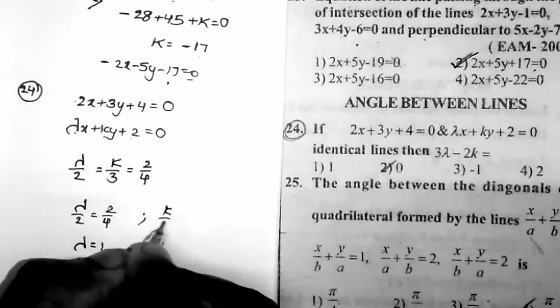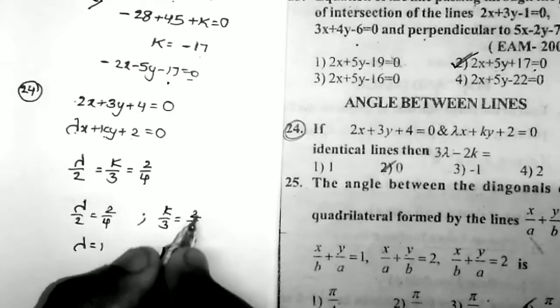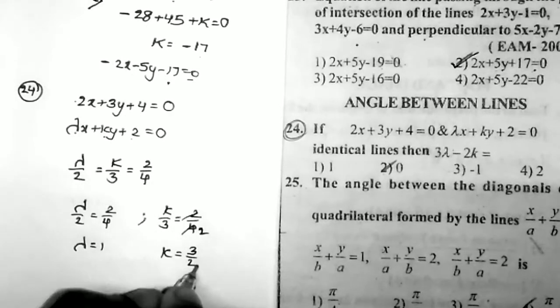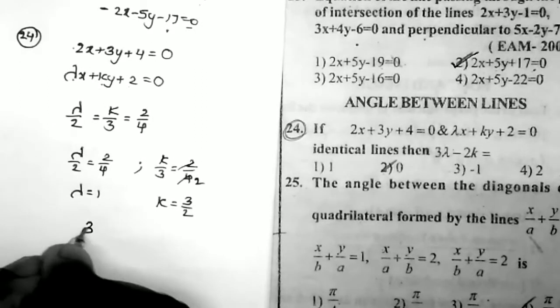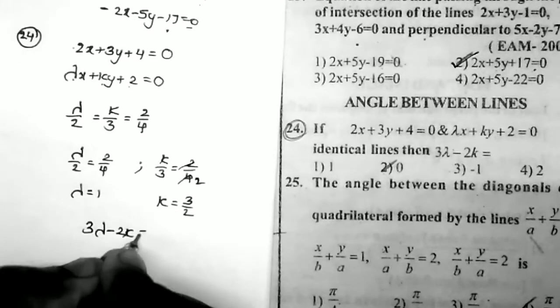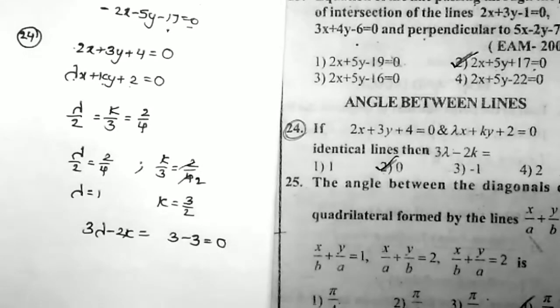And k by 3 is equal to 2 by 4, then k is equal to 3 by 2. Now these are the values of lambda and k. What is the given question? We want the value of 3 lambda minus 2k. That is 3 minus 3, which is equal to 0. That is the second option.